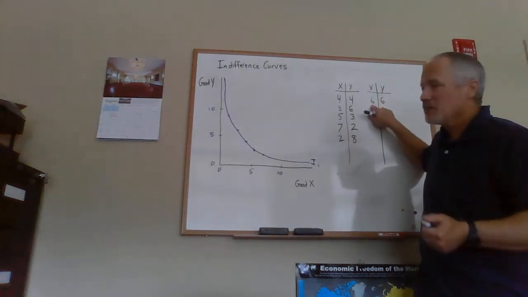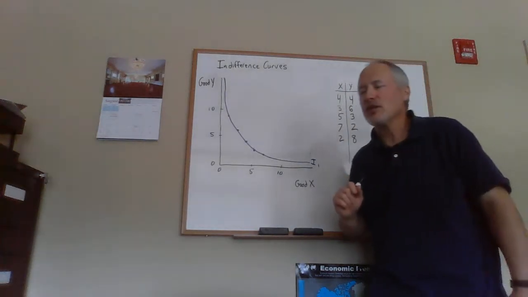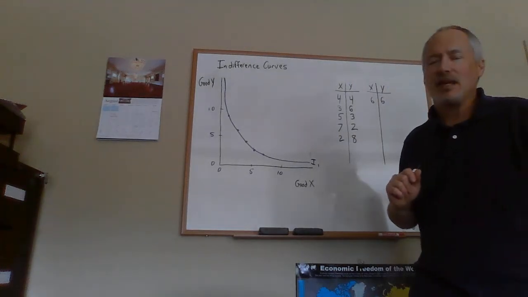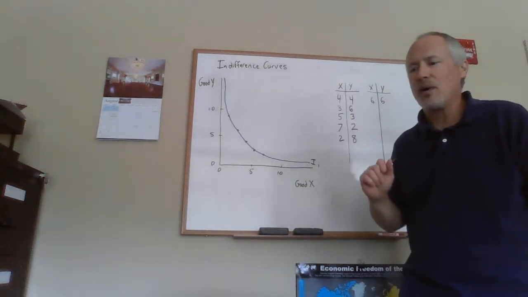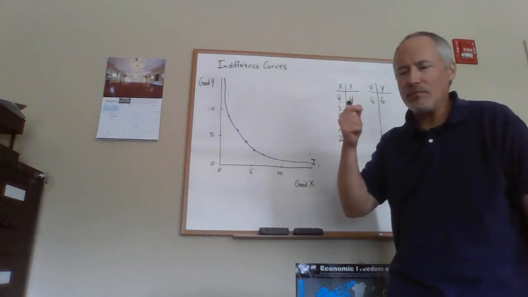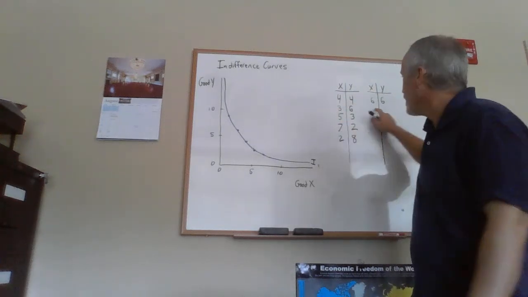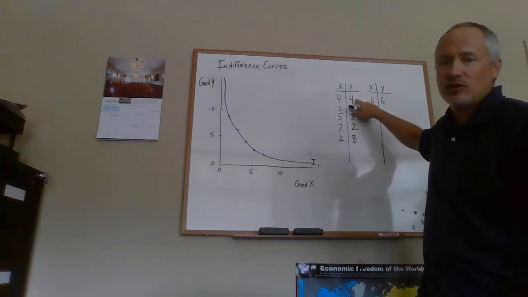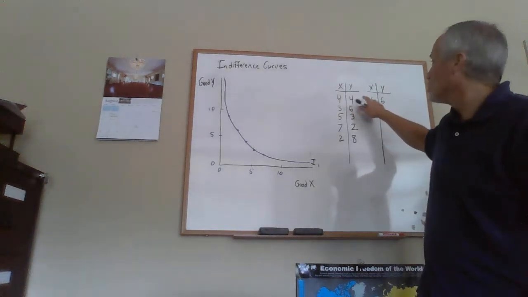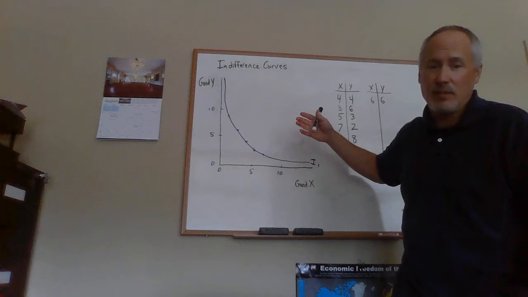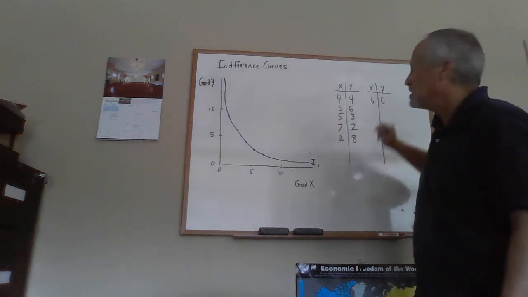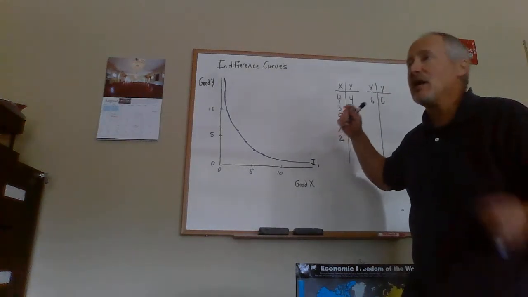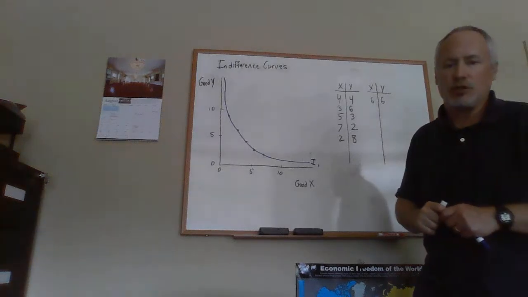So if we started by asking this person, imagine I give you the bundle of 6 units of X, 6 units of Y. Think about how happy that'll make you. Well, that level of happiness or satisfaction should be higher than the level of satisfaction that you get from the bundle 4-4. So 6-6 and 4-4 can't be on the same indifference curve. In fact, 6-6 should be on a more preferred indifference curve.